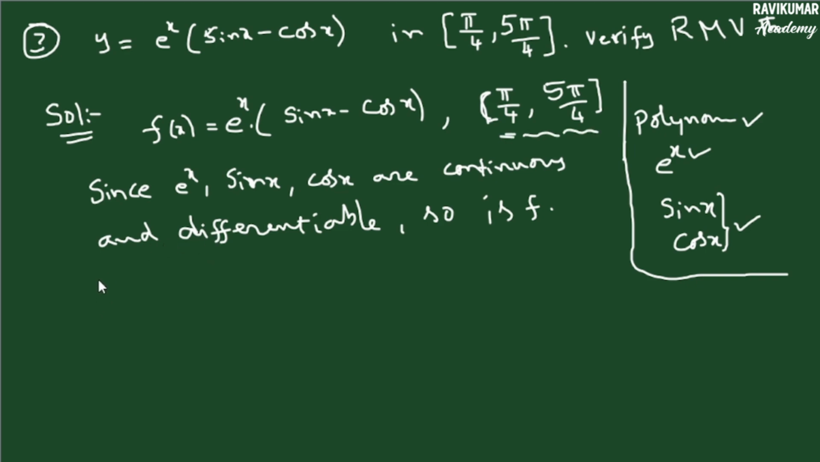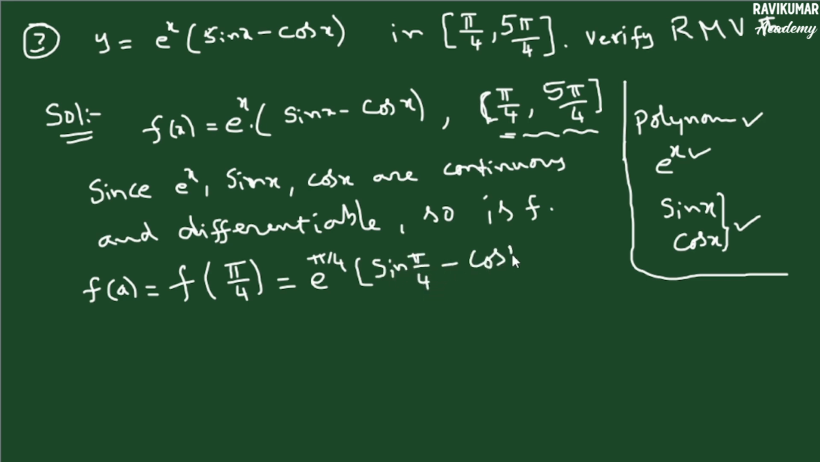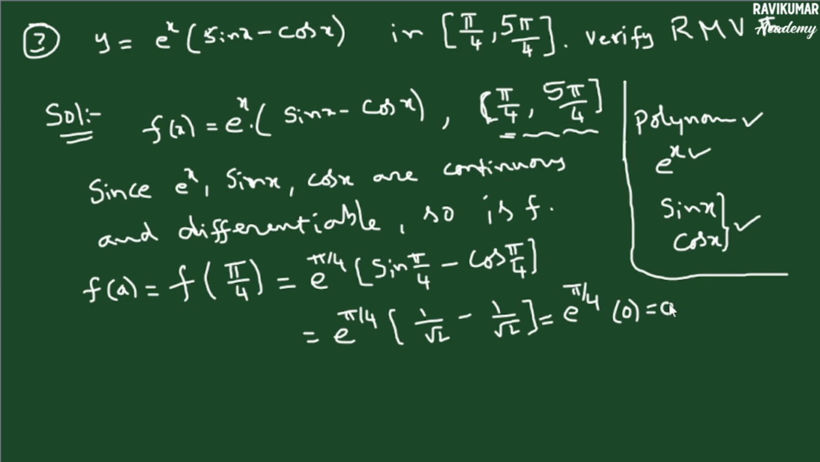Now, coming to the third condition, we need to check whether f(a) equals f(b). What is a? a is pi by 4. So f(pi by 4) is e power pi by 4 into sin pi by 4 minus cos pi by 4. And sin pi by 4 is 1 by root 2, minus cos pi by 4 is also 1 by root 2, so it is e power pi by 4 into 0, which is 0.